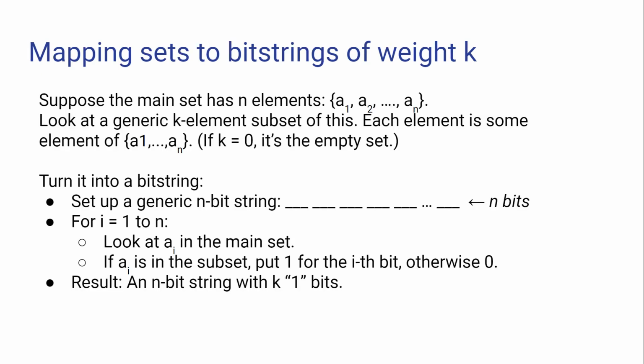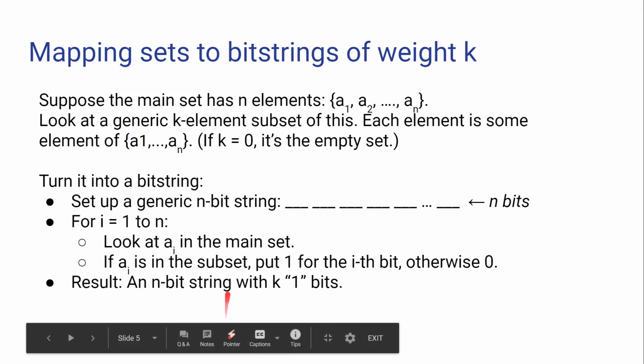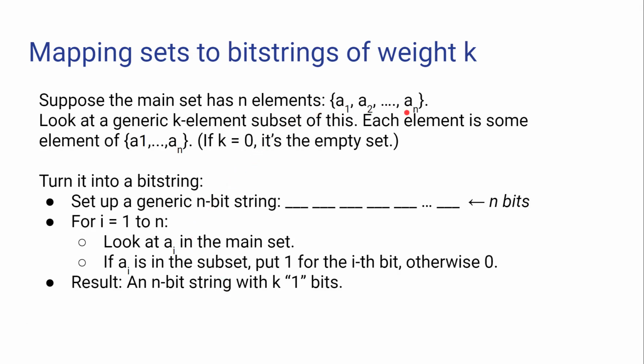We start with a main set that has n elements, which I'm going to label A1 through An. Take a k-element subset, which is some selection of k elements from this n-element set. We're going to turn this into a bit string as follows. First of all, set up an n-bit string by putting n blanks out. Now look at the main set that has n elements and loop through each of those elements. If Ai is in the subset that we have, then we put a 1 for the bit in position i. Otherwise, we put a 0 and then return the bit string.